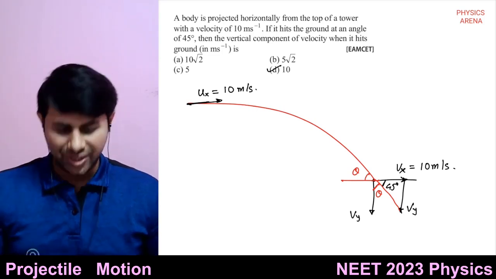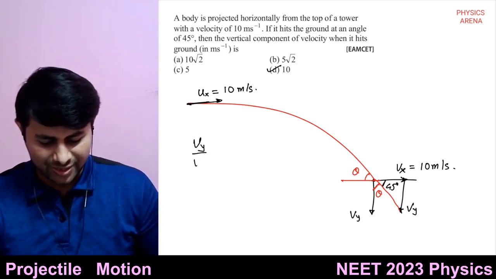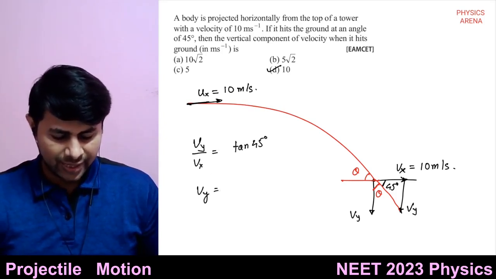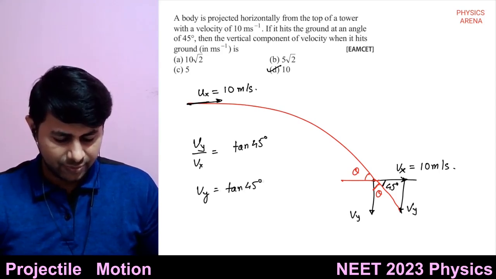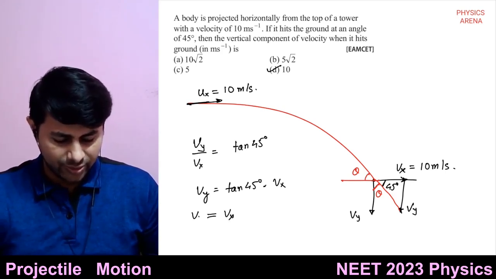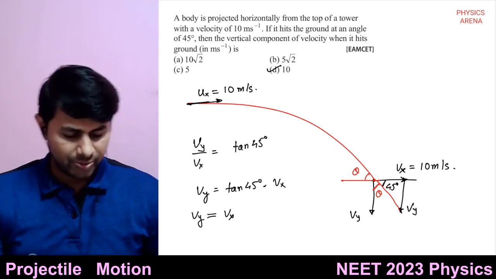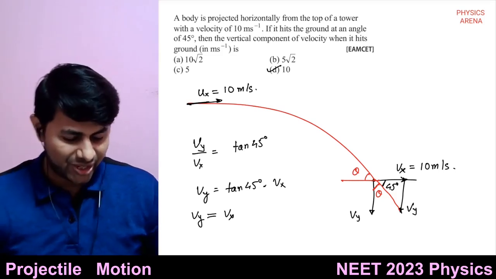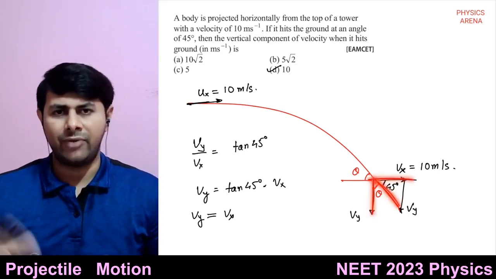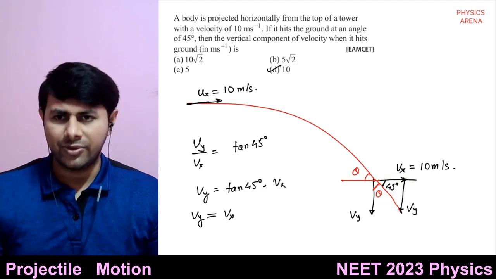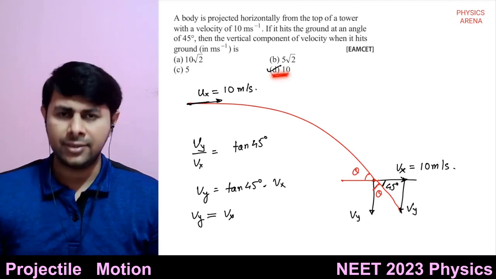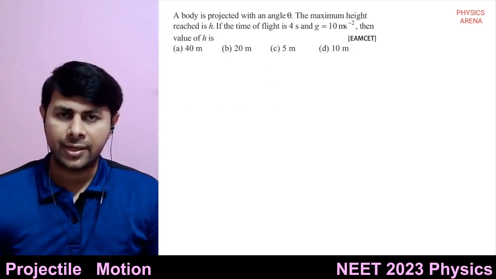Okay, we can do all that. Vy upon Vx is equal to tan of 45, so Vy is equal to tan 45 multiplied by Vx. Tan 45 is 1, and therefore Vy is equal to Vx. But before doing all that, we can easily guess the answer. If this is 45, then the x component and y component of velocity are equal. So the answer is D.